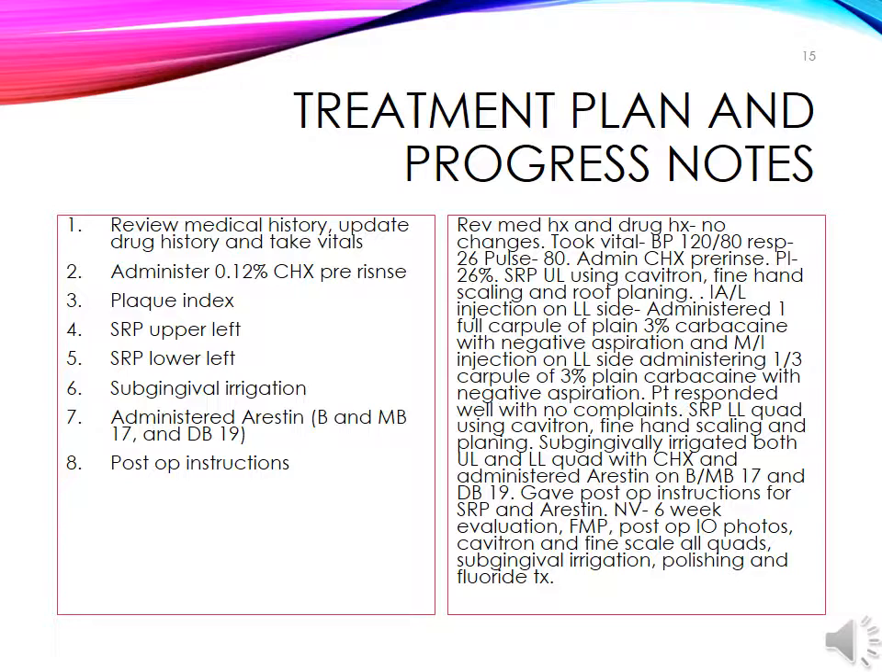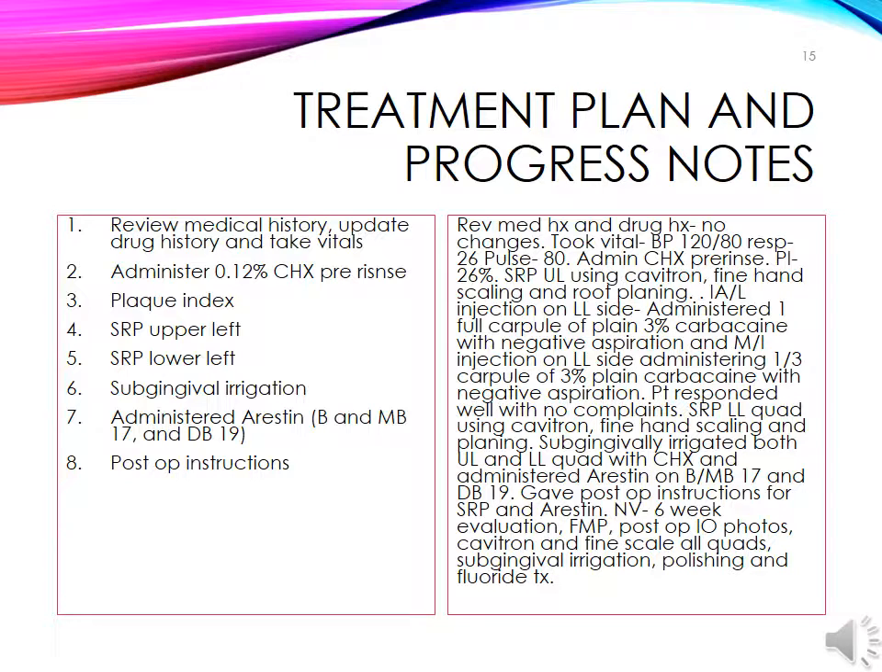SRP lower left quad using Cavitron, fine hand scaling and root planing, subgingivally irrigated both upper left and lower left quad with chlorhexidine. Administered Arestin on buccal and mesial buccal of 17 and distal buccal of 19. Gave post-op instructions for SRP and Arestin.